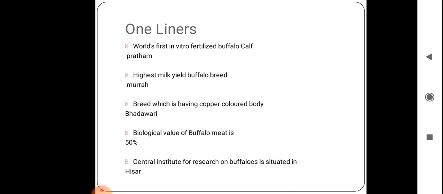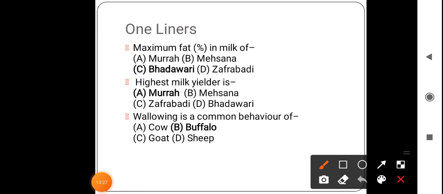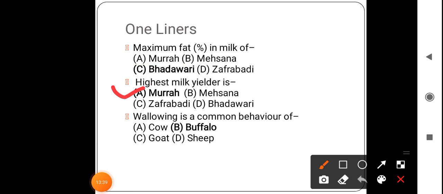You can also go to the website of this particular institute and just scroll down to some important news for knowledge purpose. Maximum fat percentage in milk is of Bhadavari. So fat percent is highest in Bhadavari. Highest milk yielder is Murrah. Wallowing is a common behavior of buffalo.